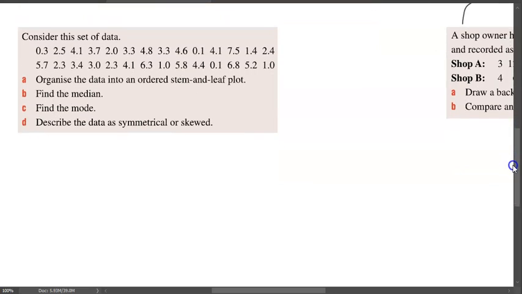So let's look at our first example. We're going to consider the set of data here. We don't know what the context is.